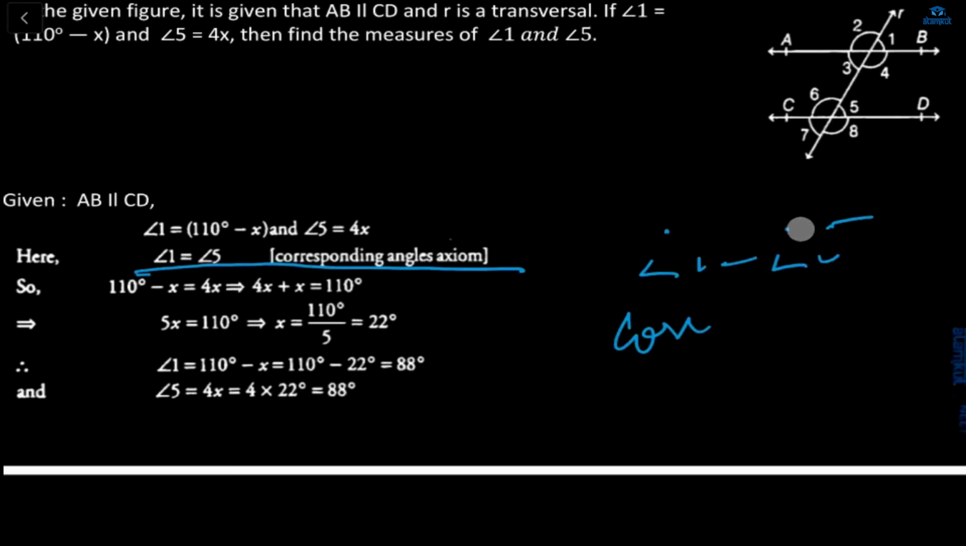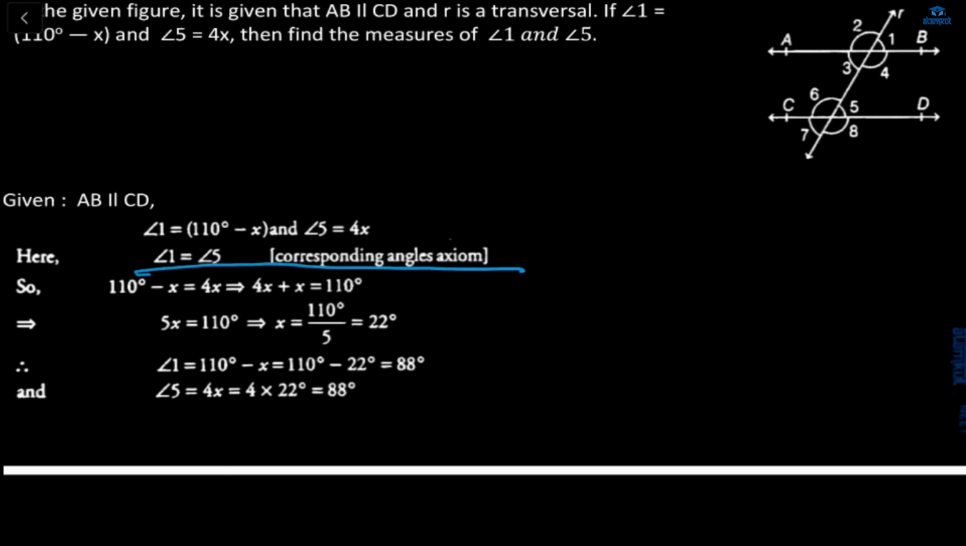Just go through the figure and we confirm what are corresponding angles, everybody. What are corresponding angles? What are alternate interior angles? What are co-interior angles? All this should be very much clear. Then only you can prove the angles. So 1 and 5 directly you can equate.